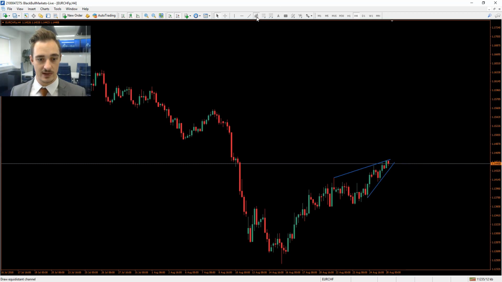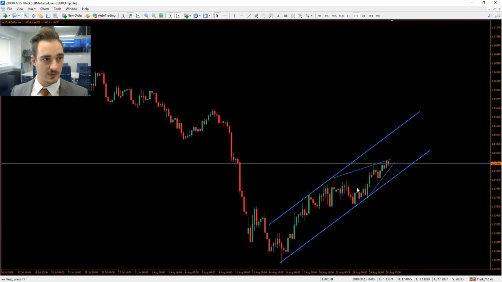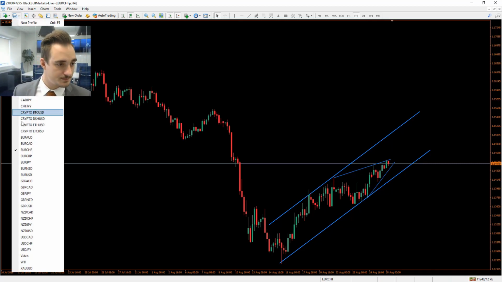But we'll see what happens. We could even sort of draw a channel, hopefully looking for moves inside of this channel when it does break this sort of wedge or pennant, whichever you prefer to call it. So this is a 4 hour bar chart as well. We have got this channel on the Euro Swiss franc. The next one we're looking at is the Euro US dollar.